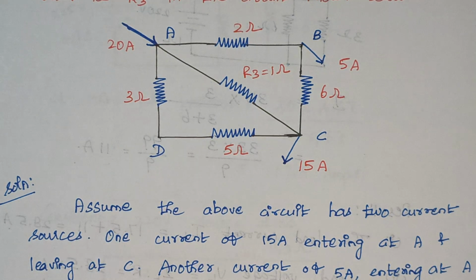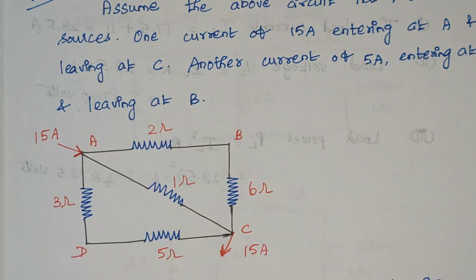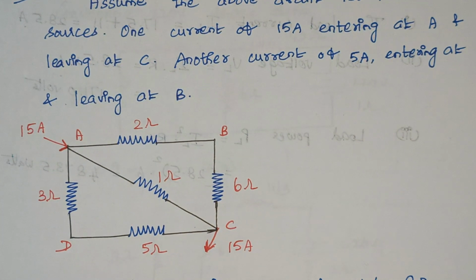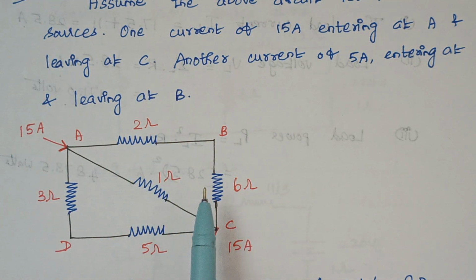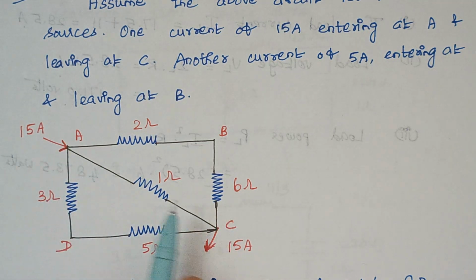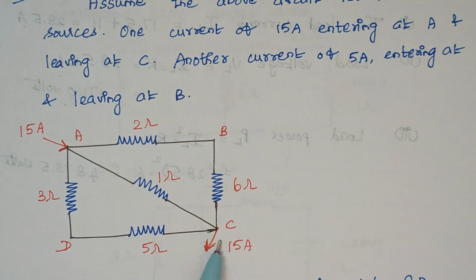So the first step is we are considering our 15 amp source alone. When you consider the 15 amp source, the rest of the diagram remains the same. Now when we analyze, you just keep this AC path as such, because the current enters through this path and leaves through this path. So you just keep this 1 ohm as such.